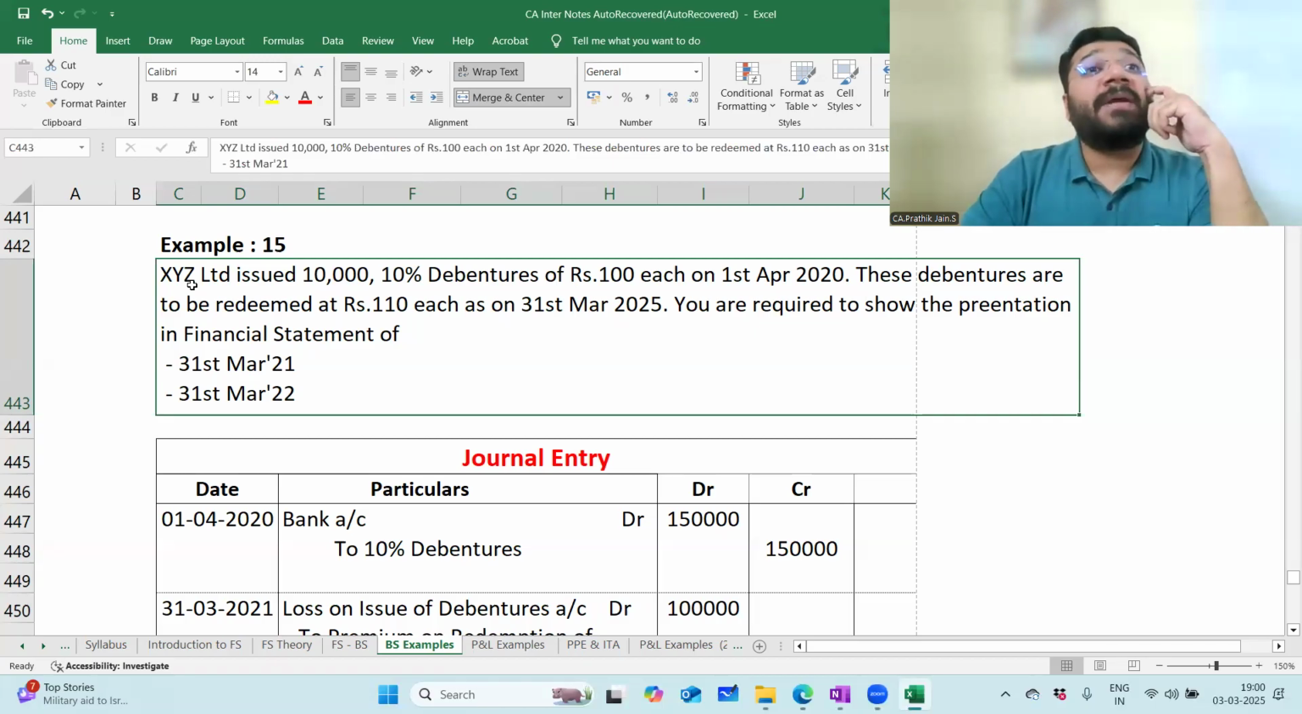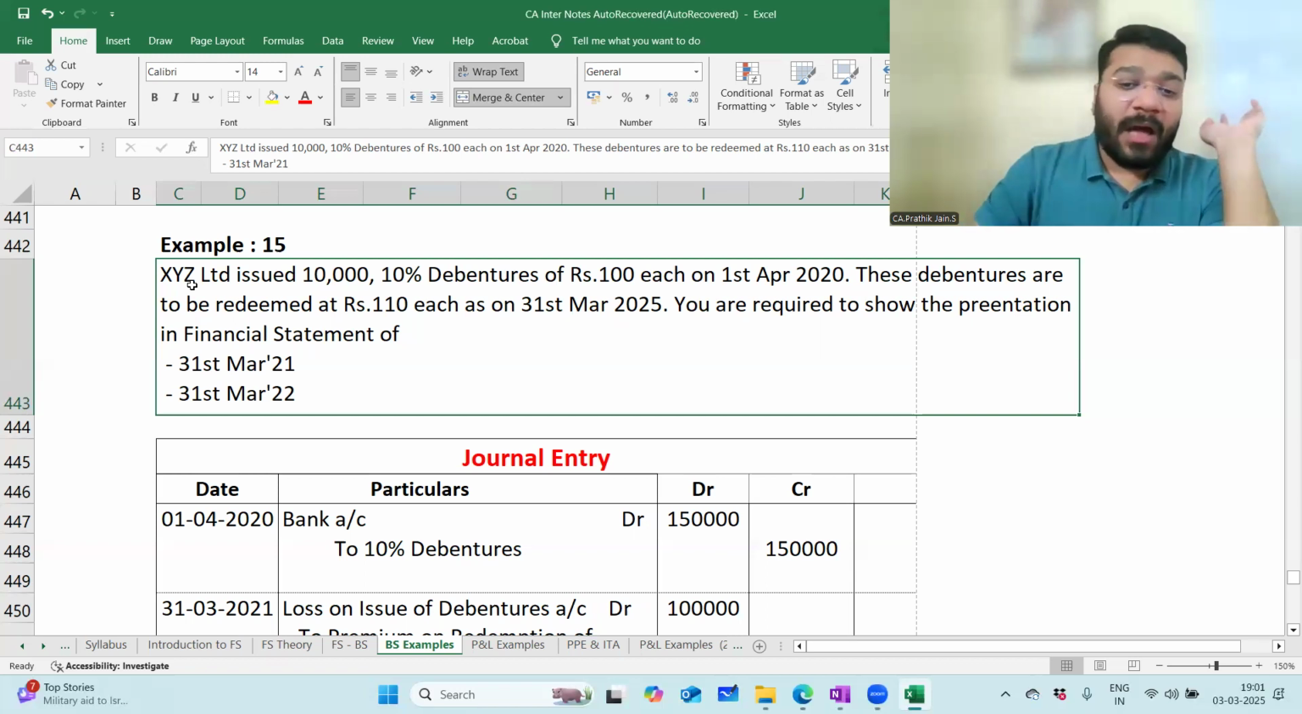What is the issue price per debenture? 100 rupees. What is the redemption price per debenture? 110. Are you paying anything extra? Yes. How much are you paying extra? 10 rupees. What is that? Premium on redemption of debenture. Do you know the premium today when the debenture is issued? Yes. So based on the prudence concept, should I book that loss now or not?